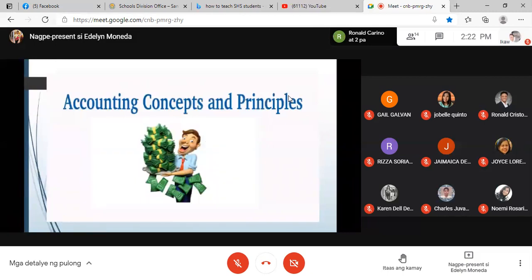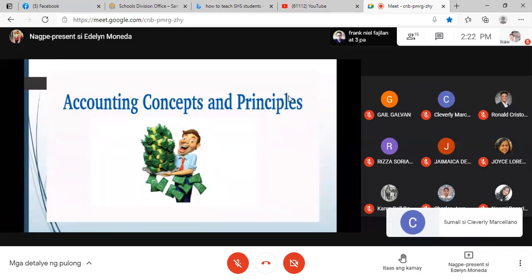Accounting concepts and principles are a set of broad conventions that have been devised to provide basic framework for financial reporting. Ito yung mga guidelines kung paano natin i-deal yung mga accounting situations. So meron tayong mga list of major accounting concepts and principles. All right, so we do have number 1. This is accounting entity.